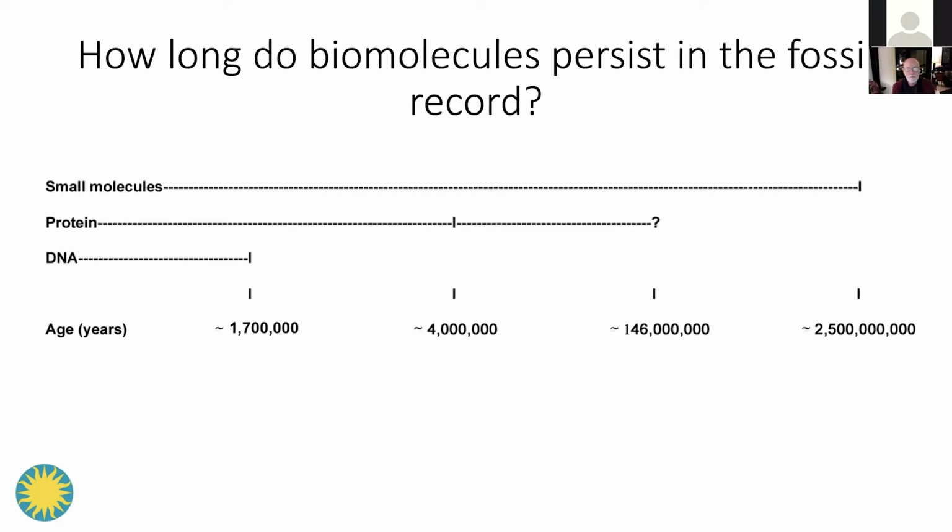Proteins, however, don't last nearly as long. And proteins are a little controversial as far as the fossil record is concerned. Actually, quite a few things that we're going to be talking about today are controversial. It's one of the things that's going to make it more interesting, I think. Most people think that proteins can exist in a sequenceable form, that is intact, for no more than a few million years. Proteins have been sequenced from bones that are about 4 million years old.